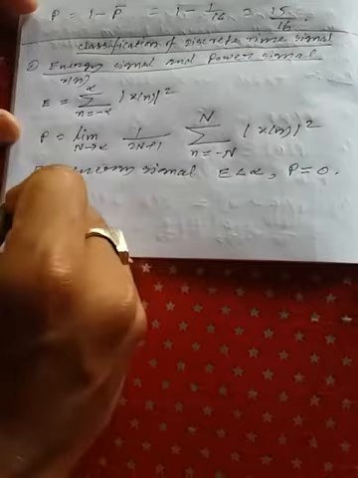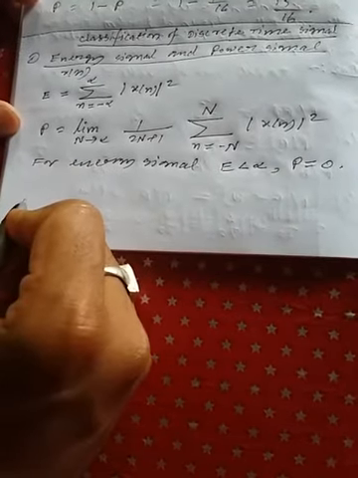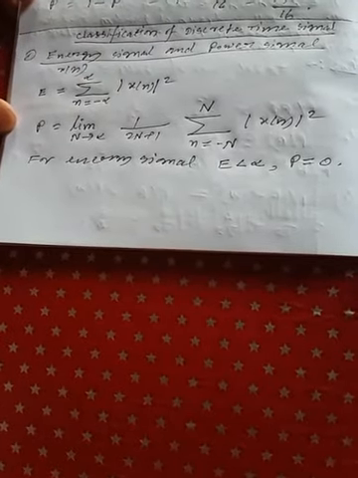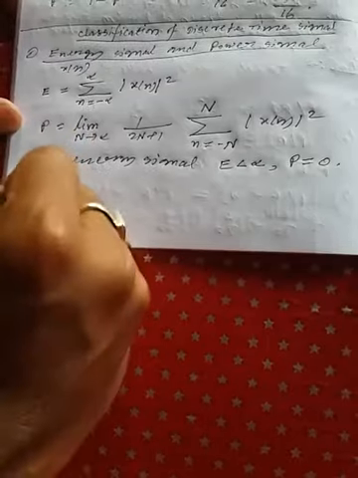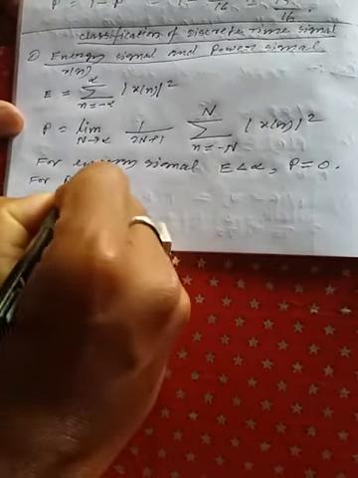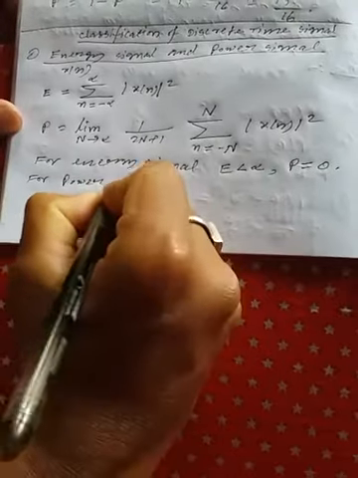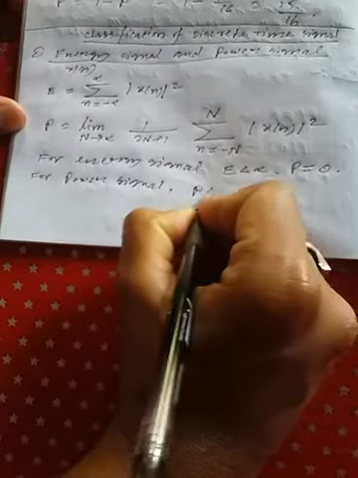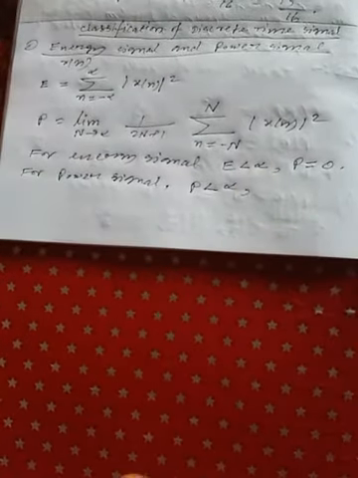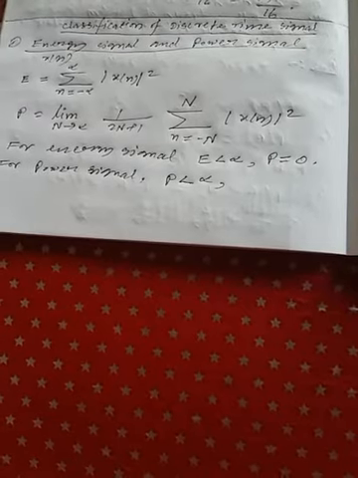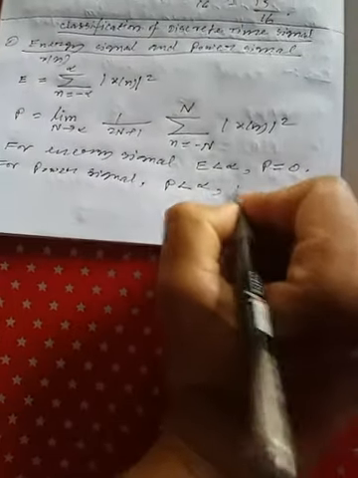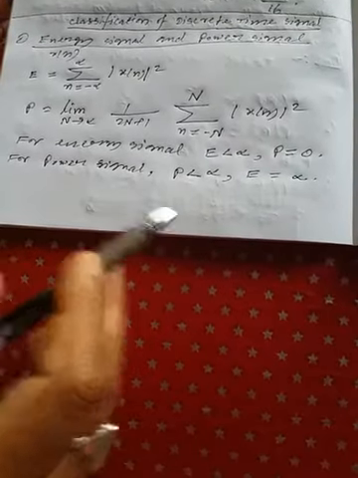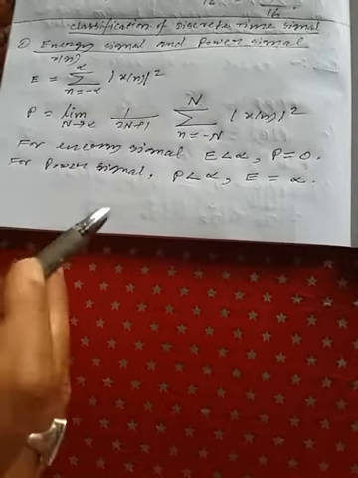Again, any signal can be called a power signal if the average power of the signal is finite. So for a power signal, P should be less than infinity. And for a power signal, the energy of the signal will be infinity. So these are the two conditions to check whether a signal is a power signal or an energy signal.